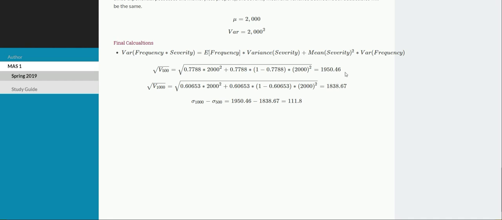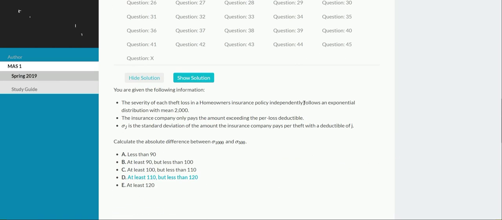And that finally results in 1950.46. We then repeat the exact same calculation, but for the deductible of 1000, that's how we get 1838.67. And then we subtract the two to get our final answer of 111.8. 111 falls in the range specified by D, and so D is our final answer.